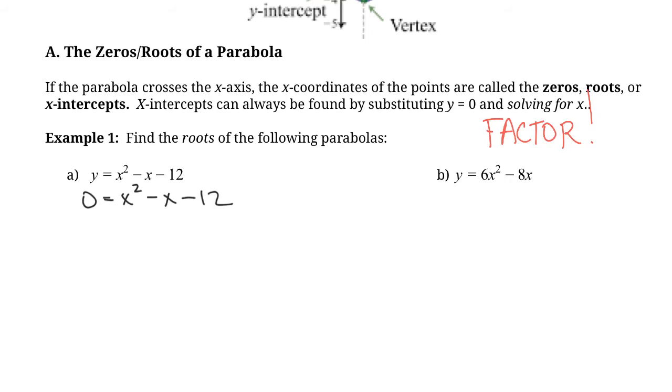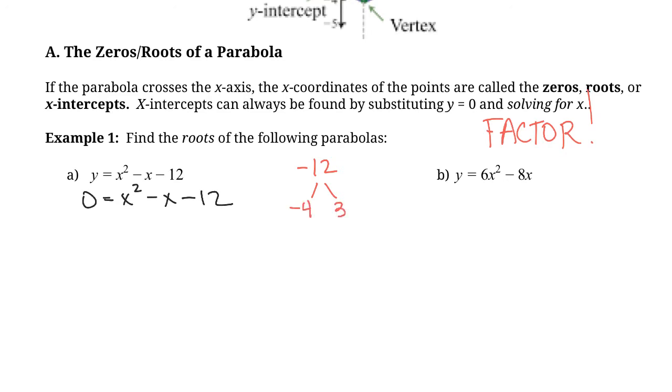Well, I do notice that I have a trinomial, a three-termed expression, where the a value is 1. So that means that I can try to use the sum and product method. So I need to take a look at my c value, which is negative 12, and I need to think of two numbers that are going to multiply to negative 12, but they also need to add together to give me my b value of negative 1.